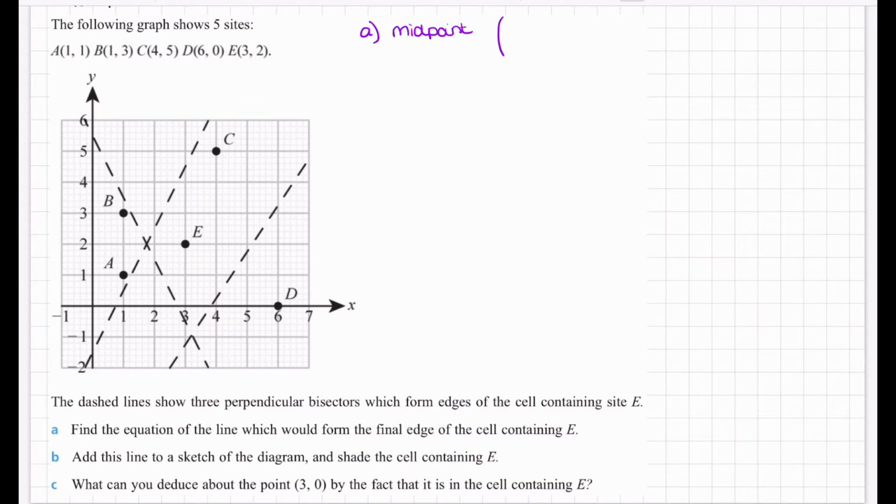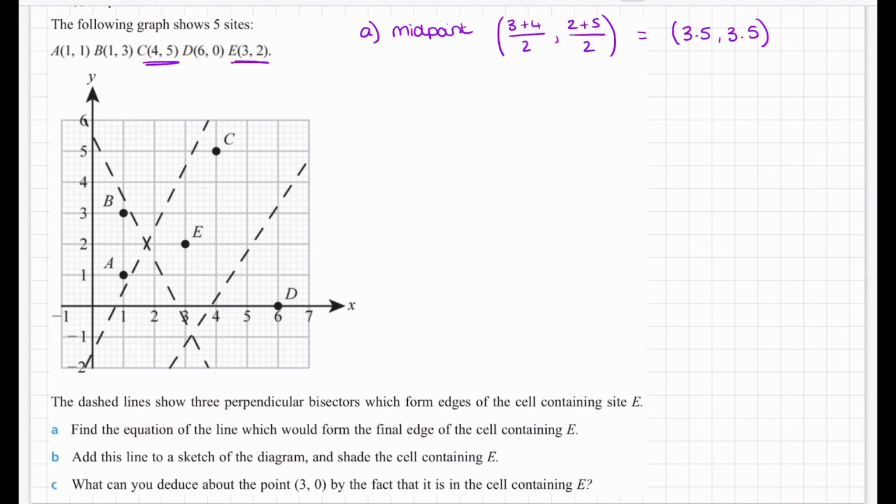So you add the x-coordinates of both points, so it'll be 3 plus 4, and divide that by 2 to find the x-coordinate of the midpoint, and then add the y's of the 2 points, so we're looking at C and E. So it'll be 2 plus 5 divided by 2. And that will give us our midpoint of 3.5 and 3.5.